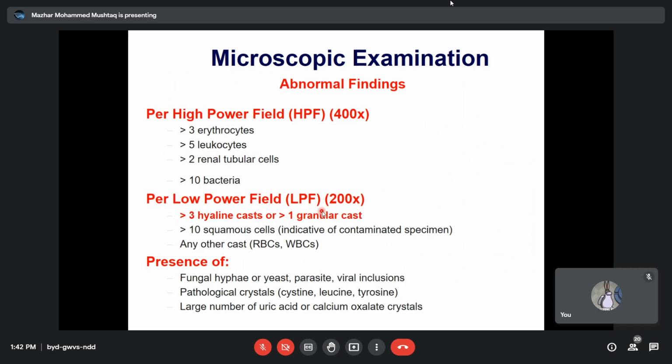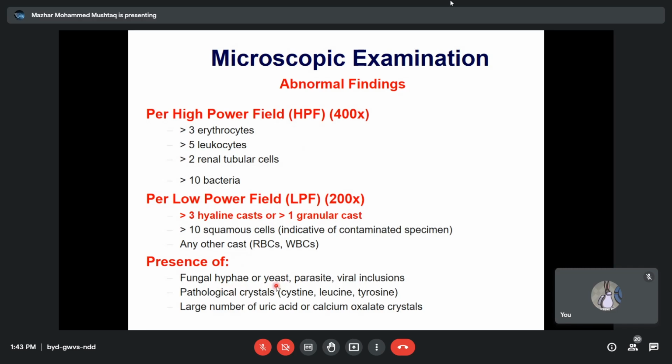Similarly, low power field is 200 times the zoom. You can see some hyaline cast, granular cast, and some squamous cells, the RBCs, the WBCs. Sometimes they can be seen in the form of a cast. Here it is the simple, separate cell, separate erythrocyte, separate leukocyte, but here it is the cast. I will show you in a while what the cast means here. So the presence of these things will tell you when you are doing the microscopic examination.